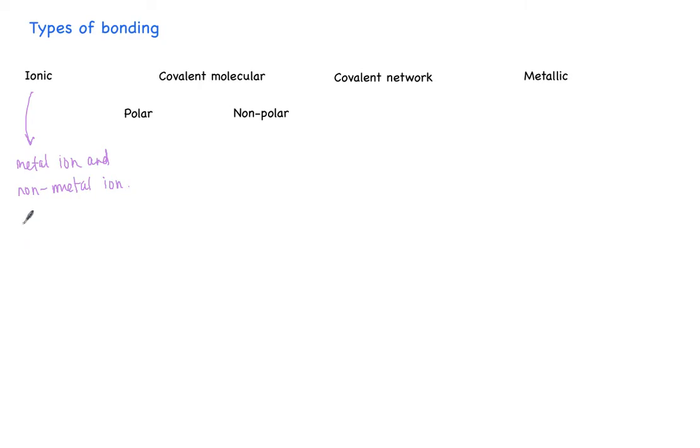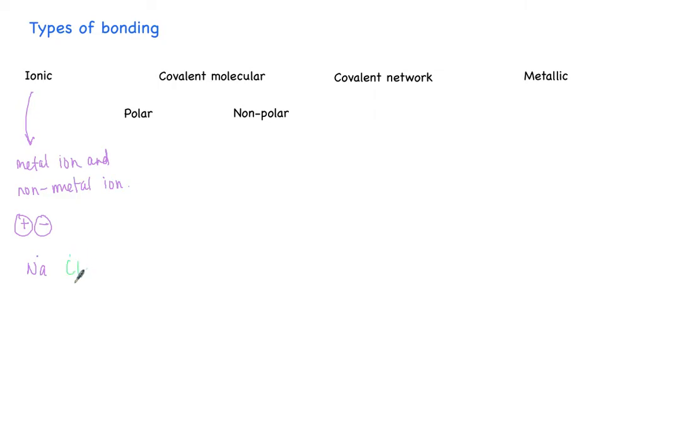The metal ion is always going to be the positively charged cation, and the non-metal ion is always going to be the negatively charged anion. And the reason for this comes down to electronegativity. Non-metals are generally more electronegative than metals, and they're going to be able to gain an electron, so to completely take the electron from the valence electron shell of any type of metal.